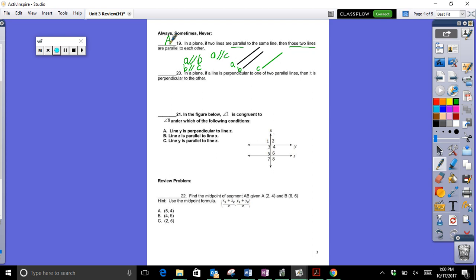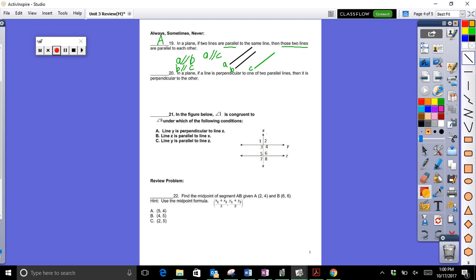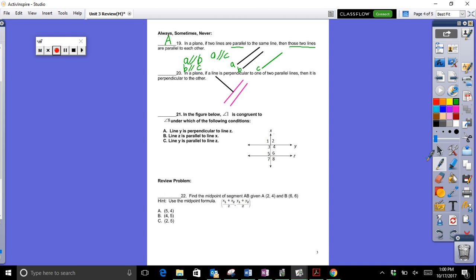Okay, and then on number 20 it says in a plane, if a line is perpendicular to one of two parallel lines, it is perpendicular to the other. So what they're saying is that you have a line that is perpendicular. Okay, so we have two parallel lines to start with. These guys are parallel. And then we also have a perpendicular line. I'll draw it as perpendicular as I can. So they're saying that you have a line that's perpendicular to one of the lines, which means that it cuts it and makes a right angle.